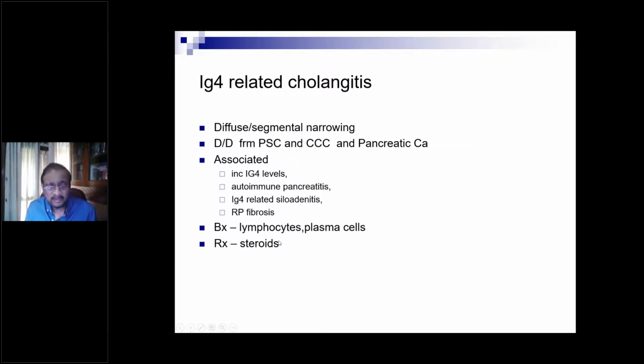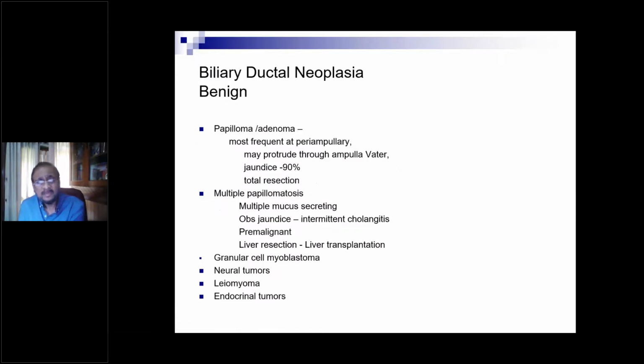Diagnosis: you do a biopsy, lymphocytes and plasma cells are there, and the treatment has to be steroids. Okay, biliary duct neoplasia, which are very important. The benign ones, just to enumerate them: papilloma or adenoma, multiple papillomas, granular cell myoblastoma, neural, leiomyoma, and endocrine. Among these, two are important: the papilloma or adenoma.